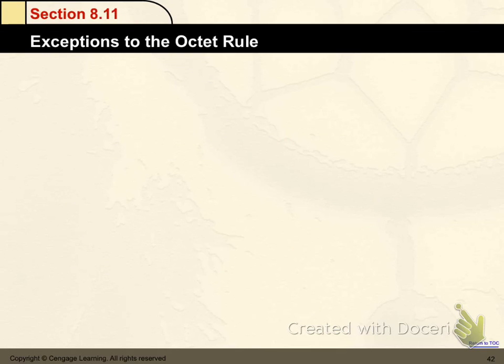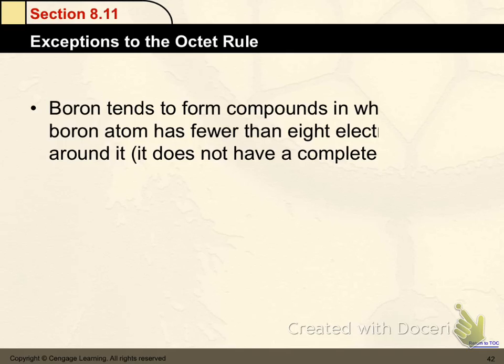All right, last section then for this video is the exceptions to the octet rule. Every rule has some exceptions, right? So we have to take a look at those, and this usually isn't addressed in a traditional chemistry class, but you are AC chemists, and you are geniuses, so we can go this far. So there are a couple elements that are a little goofy. Boron tends to form compounds in which the boron atoms have fewer than 8 electrons. So less than 8 electrons. My goodness, that's crazy. It does not have a complete octet.